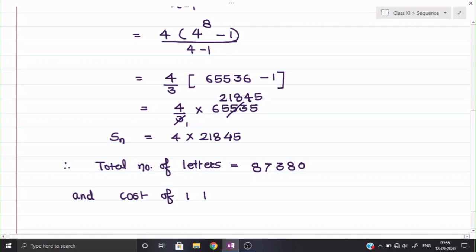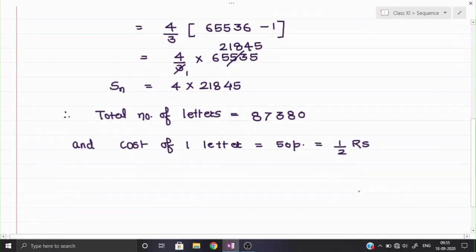So cost of one letter is 50 paise. It is given to us 50 paise. We can say that it will be equal to 1 upon 2 rupees. If converted to rupees, it will be 1 upon 2. Okay, so we can say that total cost will be equal to 87,380 multiplied by 1 upon 2 rupees.